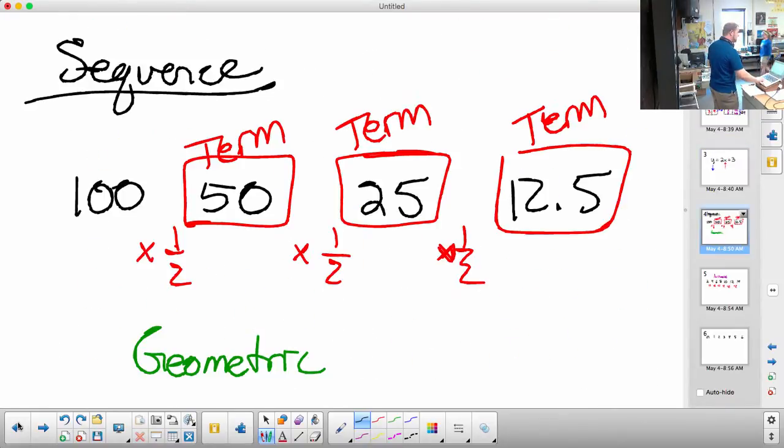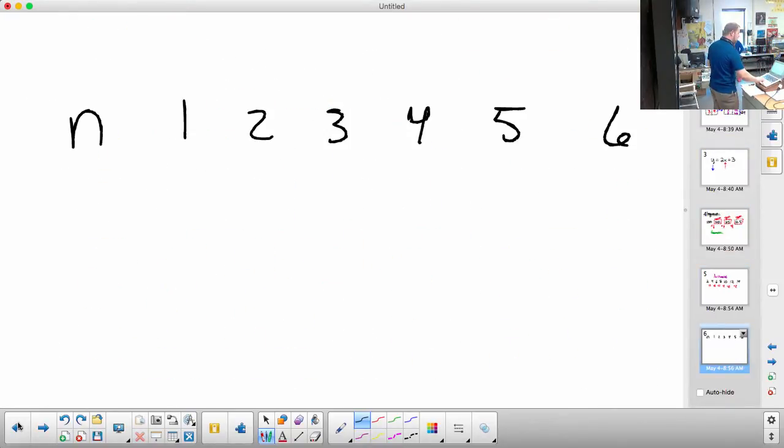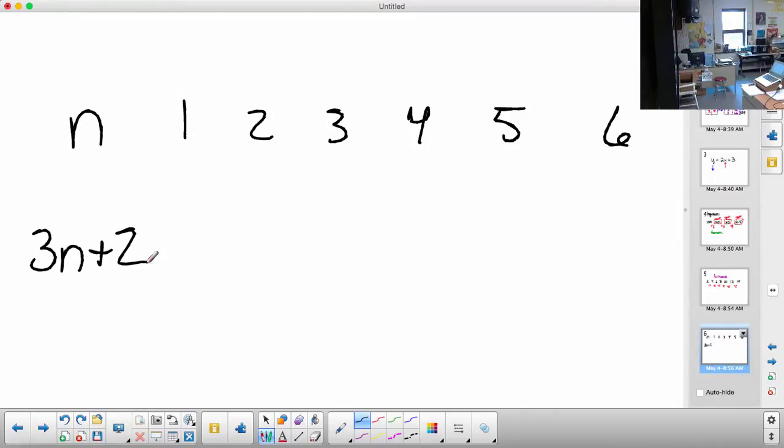N is the same thing as input. So sometimes we'll manipulate n. I might say, I want you to take 3 times the term and add 2. So 3 times which term? Now it becomes an input-output situation. See what I mean? But I thought the term was already an input-output. I got it now.